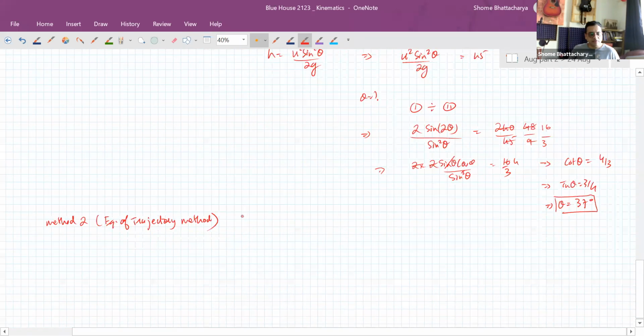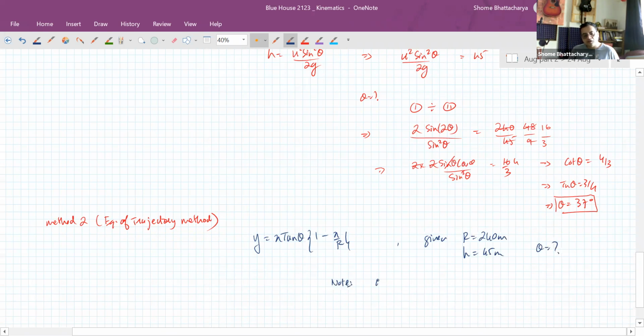Now, using the equation of trajectory, you have the relation y is equal to x tan theta into 1 minus x by R. In this problem, it is given that R is 240 meters and maximum height is 45 meters. We want to find theta. We also know that at x equal to R by 2, the value of y becomes H, because of the symmetry of the projectile motion that we discussed earlier. At the moment when it reaches the maximum height, this horizontal distance is R by 2.